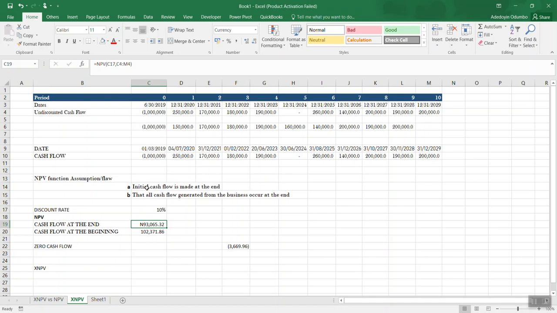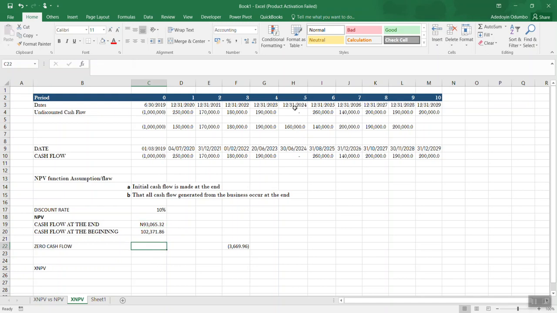The XNPV takes into consideration the timing of the cash flow. That is, my cash flow occurs on the 1st of January 2019, another one occurs on the 1st of March 2019, etc. Okay, before we actually move into that, I'm quickly going to show you the other one. Another flaw that we can come across in applying the NPV function in Excel.